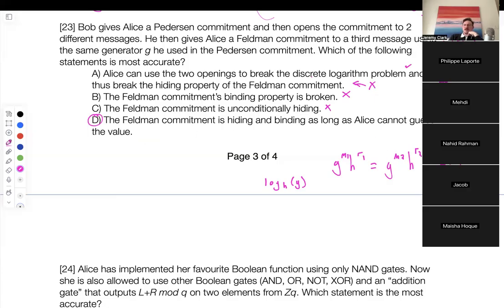The Feldman commitment is hiding, so that's true. It's true that you can't extract M3 without breaking the discrete log between G and C. If you have a guess at what M3 is, you could very well check it. And it's binding. It's perfectly binding. So there's only one M3 that you can possibly open this to. So it's hiding as long as you can't guess the value. So that is true, and it's also binding. So that's also true. And so this D is true itself.